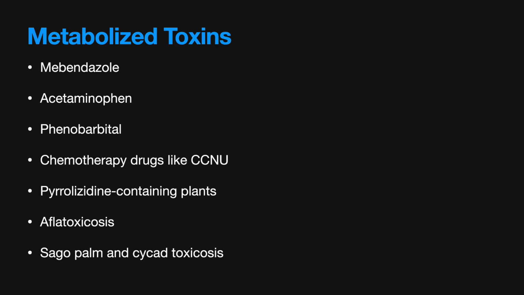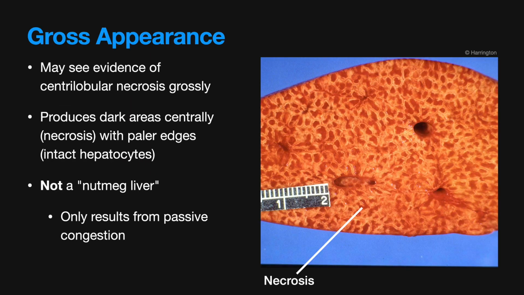Plants can also cause centrilobular necrosis if they contain pyrrolizidines or are contaminated by aflatoxins. Sago palm and cycad plants also can cause centrilobular necrosis after ingestion. You can sometimes see evidence of centrilobular necrosis grossly.